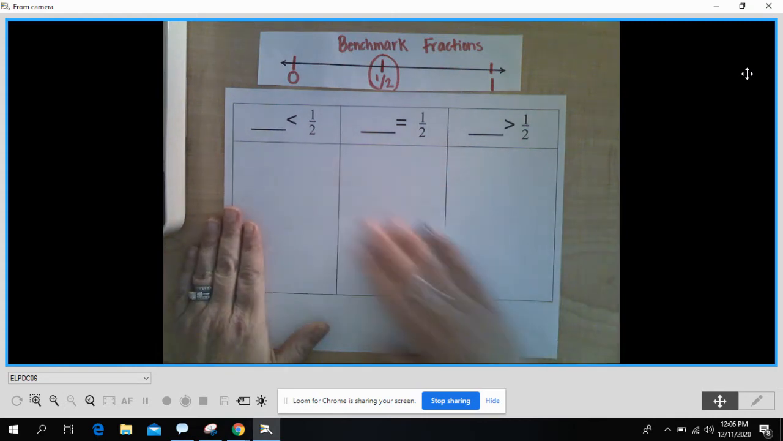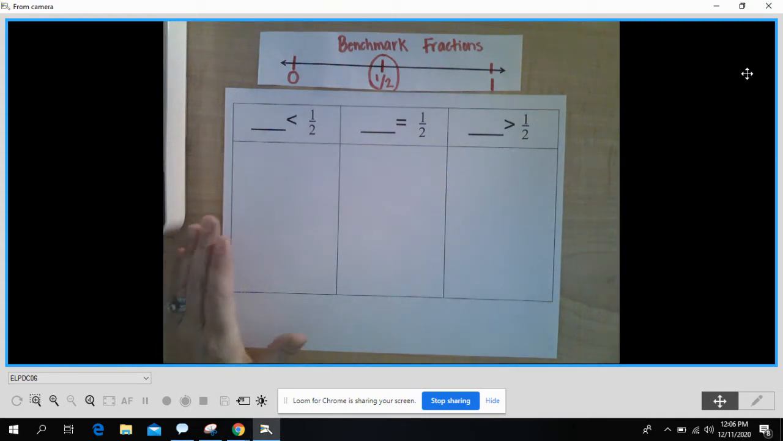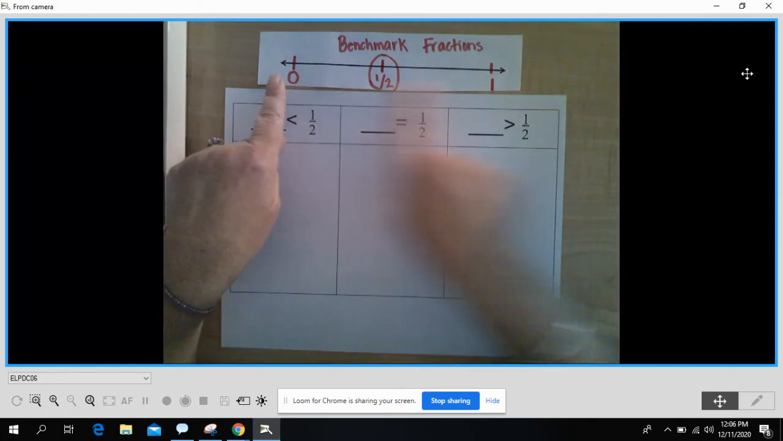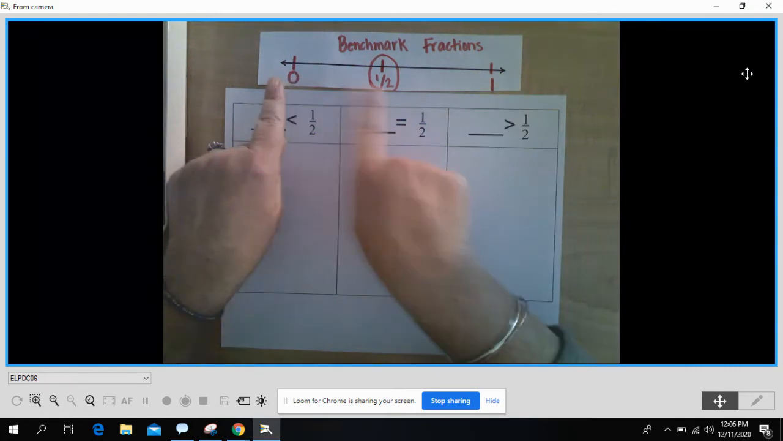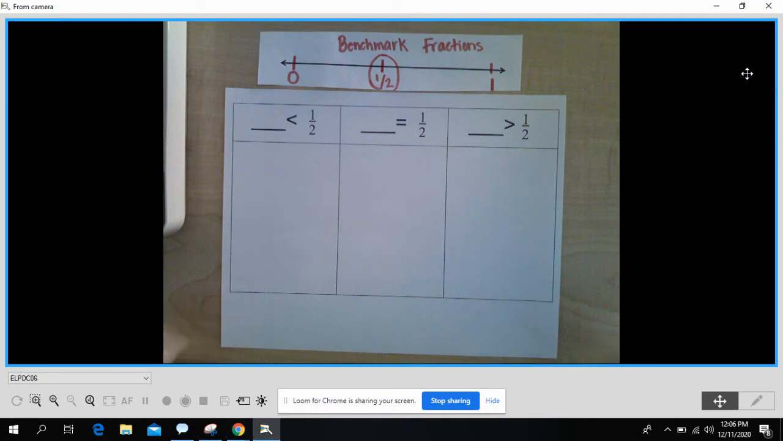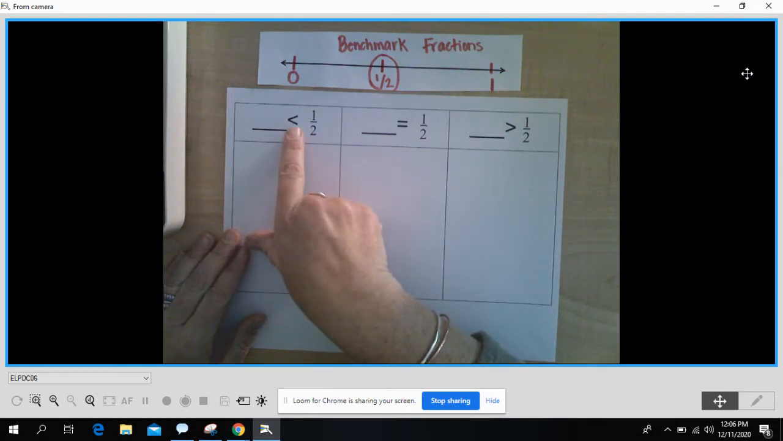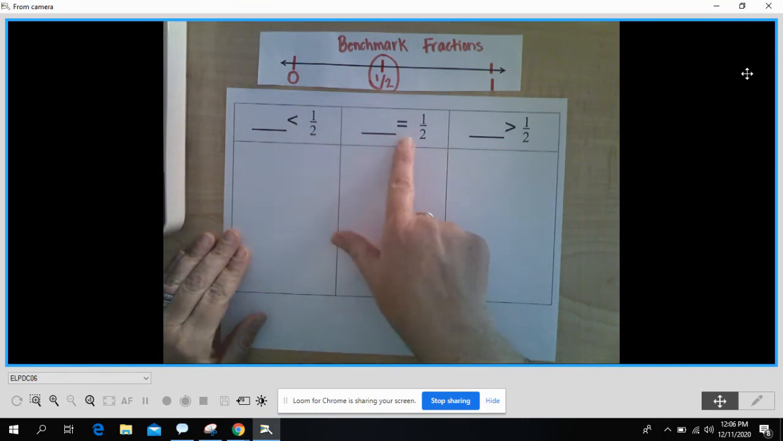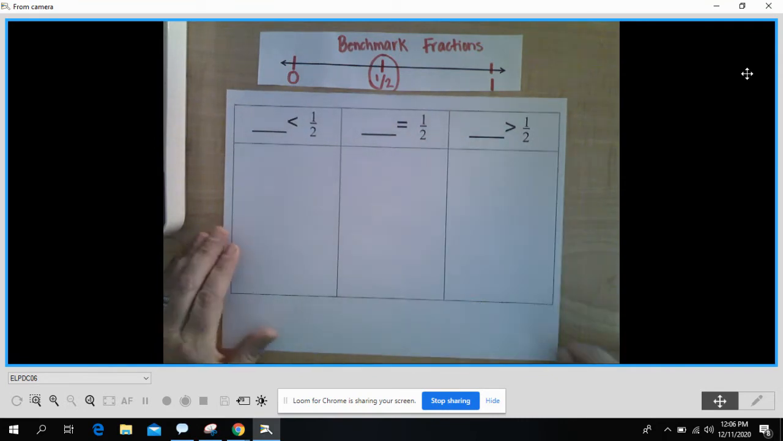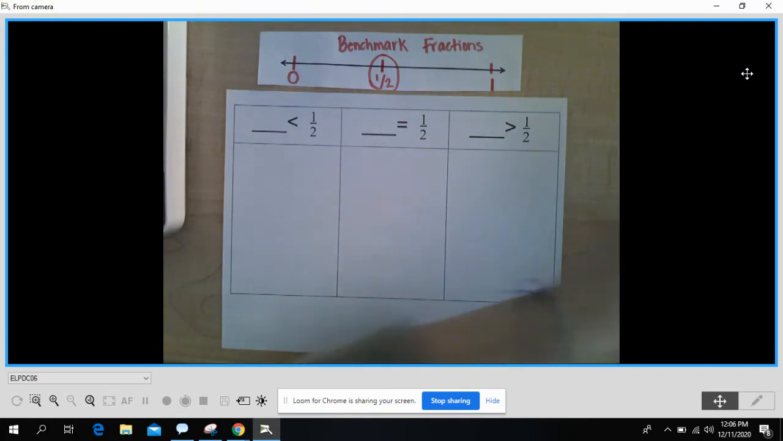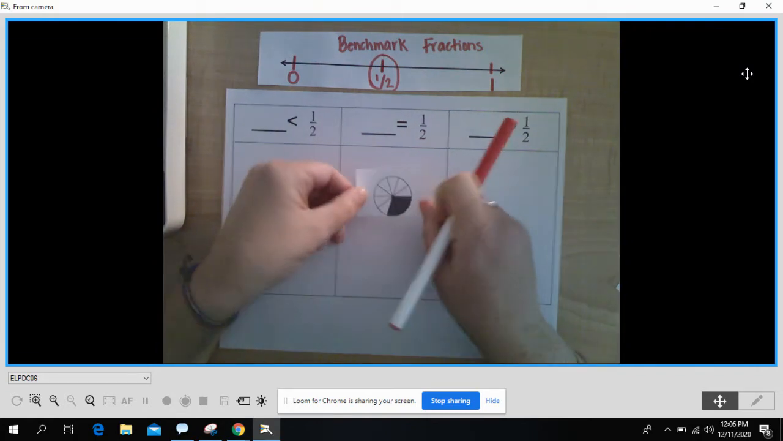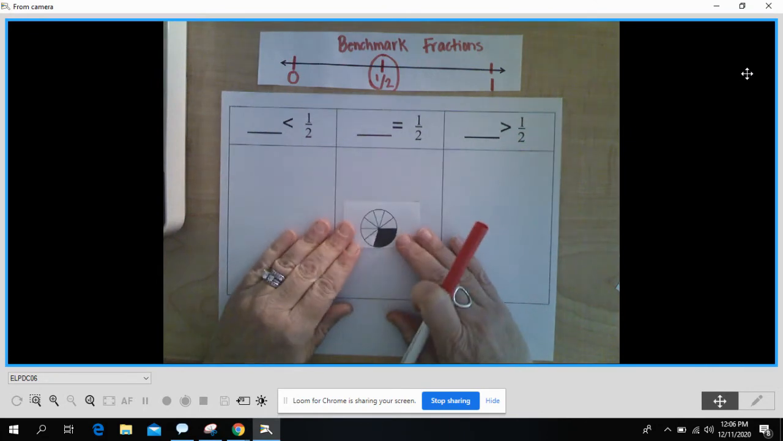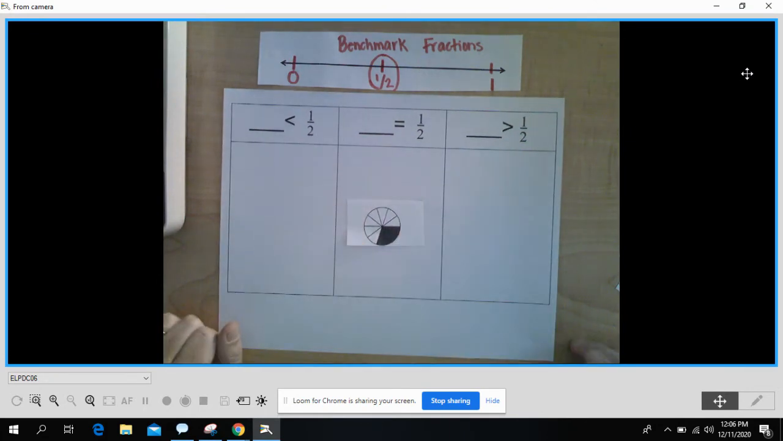All right, so let's start doing our sort, where we can think about our benchmark fractions, 0, half, and 1. What's it closer to? But in our comparing, we're going to determine, is the amount less than half? Is it equal to half? Or is it greater than half? So let's get started. With each fraction, we're going to look at the picture. I'm not saying that this one is half. This is just the one where I'm starting with first.